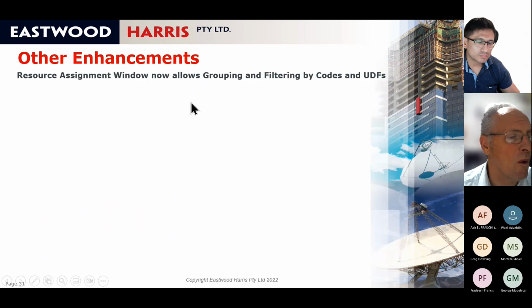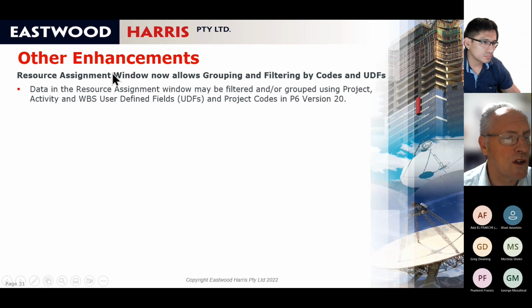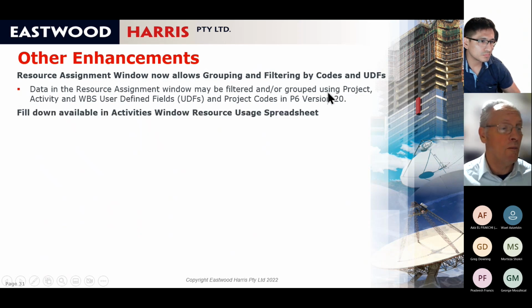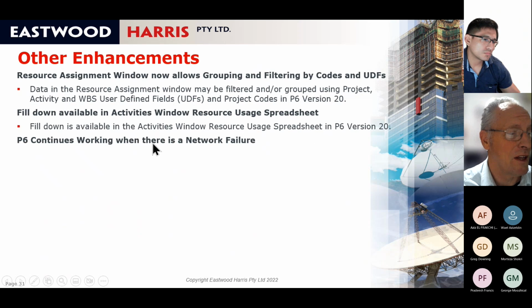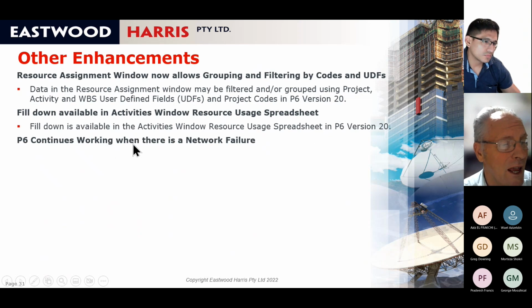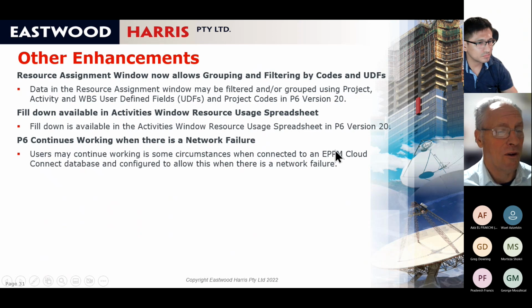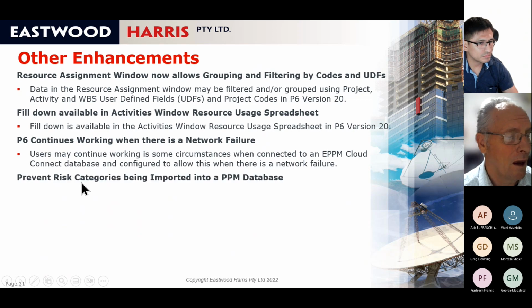Other enhancements, a lot of little ones. The resource assignment window allows grouping and filtering by codes and UDFs, which is useful. You've got fill down available in the resource usage spreadsheet window, so you can fill down activities there. If there's a network failure, then P6 is meant to continue working. Again, this is when you're in the EPM cloud and it's been configured to allow you to keep working, but I don't think this is in the PPM.